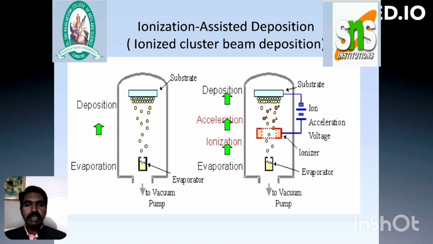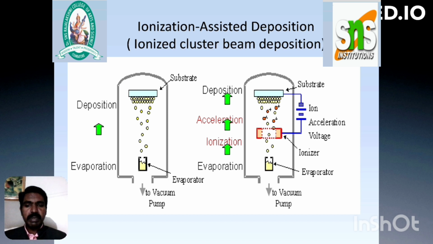For this method, we should take a source chemical in an evaporator, and then we have to increase the temperature of the evaporator. Due to that, the molecules in the evaporator will undergo evaporation, and the evaporated molecules will get into the ionizer, and at that time the molecules undergo ionization.